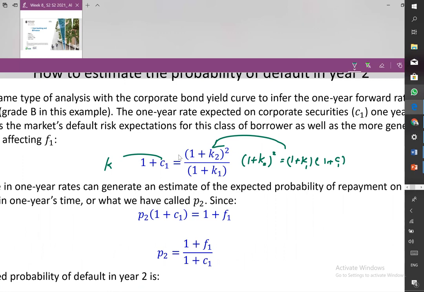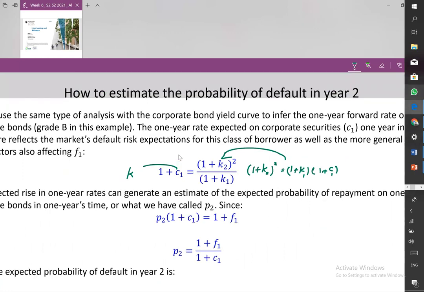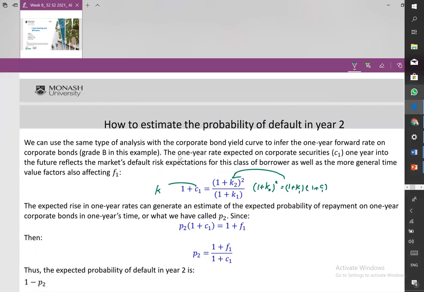I can calculate this for the corporate rate, and I can calculate it for the risk-free rate. And if I can know that, then in this case, easily, I can calculate B2. Because B2 is actually 1 plus the forward rate for the risk-free plus 1 of the forward rate for the corporate.